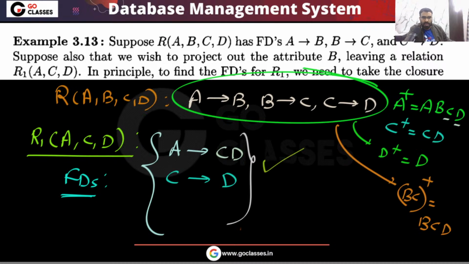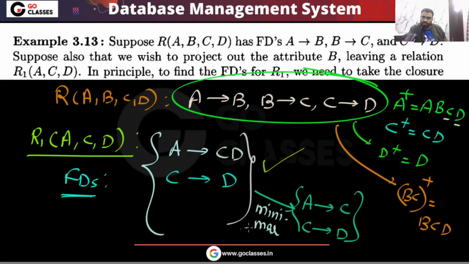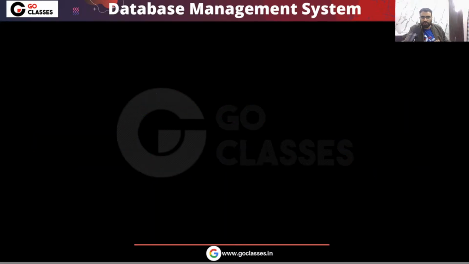I hope you understood. Of course, if you want to minimize, you can do that. If you want to minimize, then we will get A determining C, C determining D. But remember, the earlier one is also a correct answer. Okay, very simple. So let's move on now.